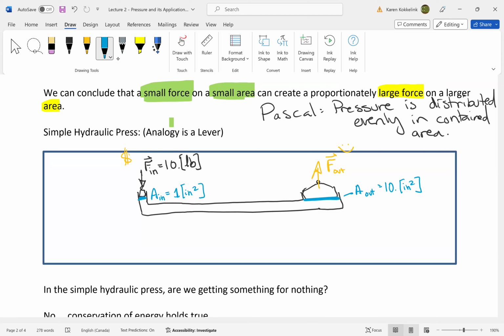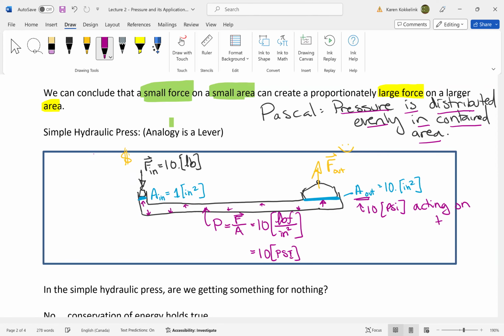So if I were to calculate the pressure in here, this is a contained space, then the pressure inside would be force over area. So it would be 10 pounds of force over 1 inch squared, which is 10 PSI. There's 10 PSI inside here. But Pascal said pressure is distributed evenly in a contained area. So that means there was 10 PSI acting here because of this force going down, which made 10 PSI act here and here and here and here and here and here. And what's acting on this cross-sectional area is 10 PSI, right?